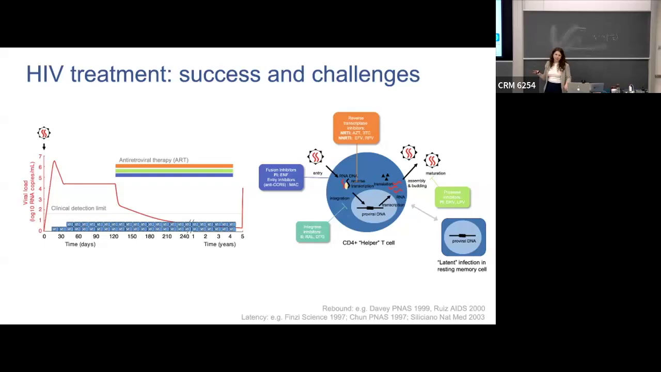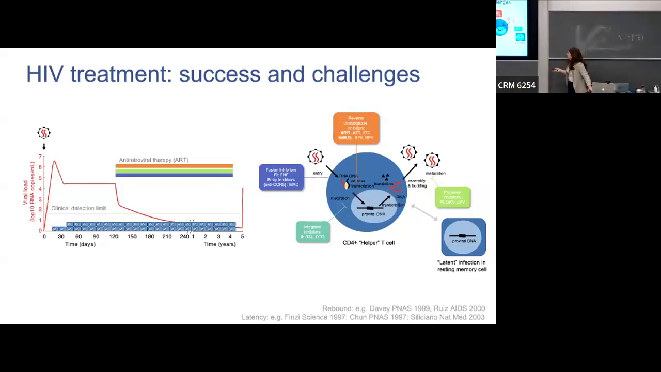It means we can't cure infection. People who take therapy have to take it every day for their whole life. And whenever they stop it, they're at risk of this rebound happening within a maximum of a few weeks. So math can actually help us understand what's going on here and what we might do about it too.